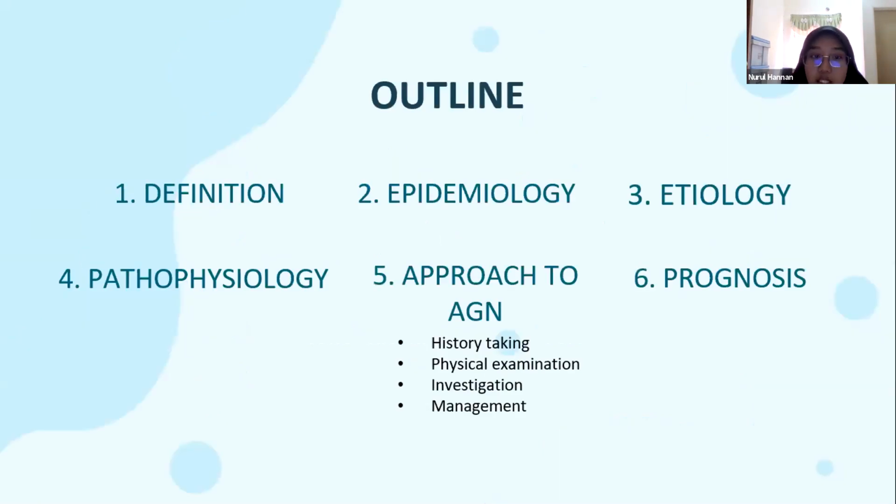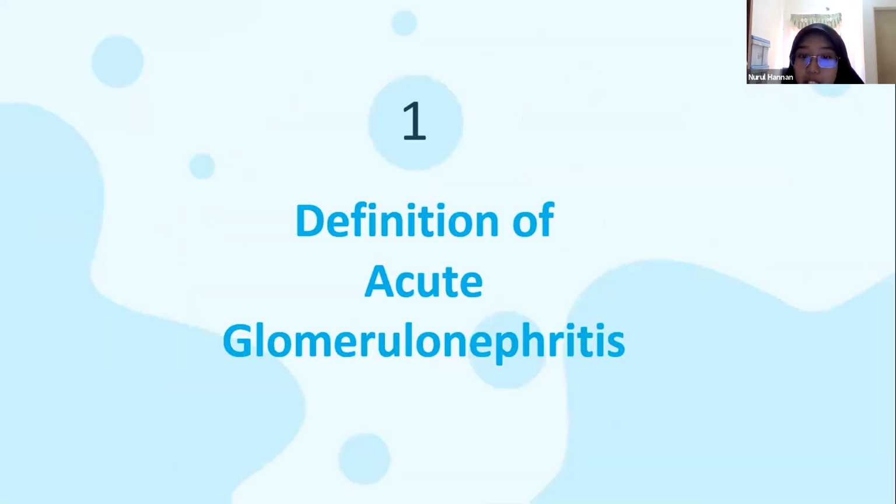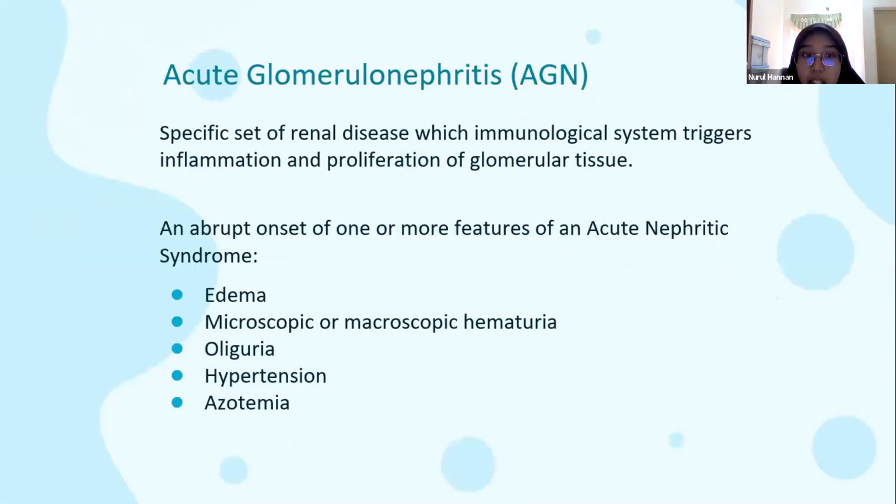Okay, so this is the outline of my presentation. Alright, so first we go to the definition of acute glomerulonephritis. Acute glomerulonephritis is a specific set of renal diseases in which the immunological system triggers inflammation and proliferation of glomerular tissue. According to the pediatric protocol, acute glomerulonephritis is an abrupt onset of one or more features of an acute nephritic syndrome, which include edema, microscopic or macroscopic hematuria, oliguria, hypertension, and azotemia.